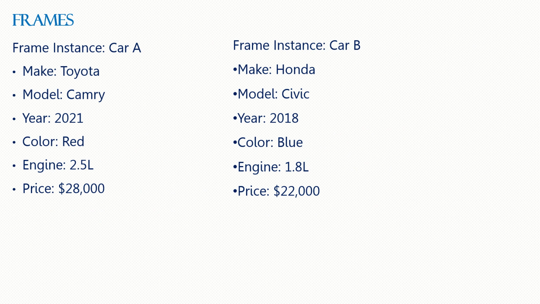So for car A, the make is Toyota, the model is Camry, it is manufactured in the year 2021 and its color is red. The engine capacity is 2.5 liters and it is priced at $28,000. And you take another car B, which is of make Honda, model Civic, manufactured in the year 2018, the color is blue, its engine capacity is 1.8 liters and it is priced at $22,000.